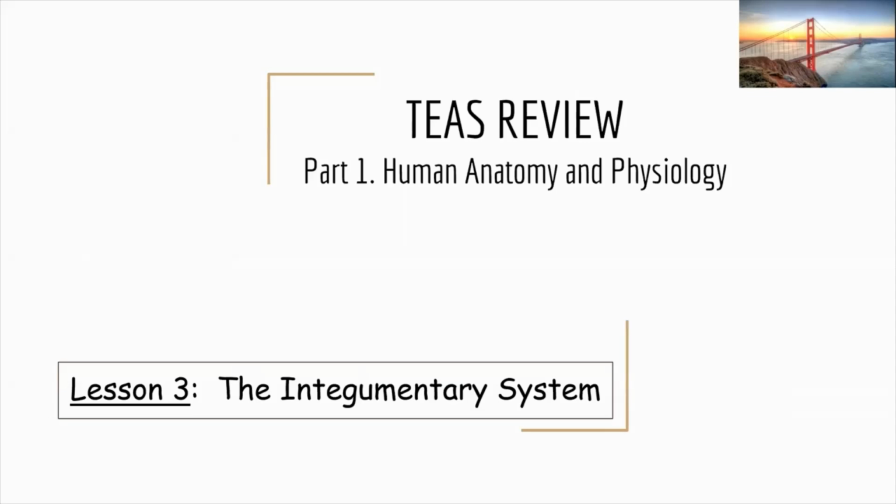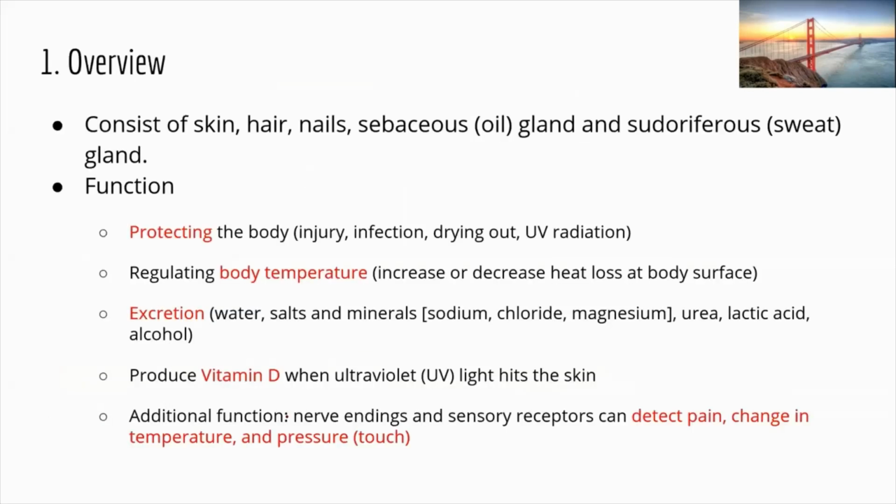Today, we are going to look at the integumentary system. So integument refers to or means skin. This system consists of mainly the skin, the largest organ in your body, and then some other structures, including the hair and nails, and some accessory glands. Sebaceous gland, which is commonly known as oil gland, and sudoriferous gland, that's commonly known as sweat gland.